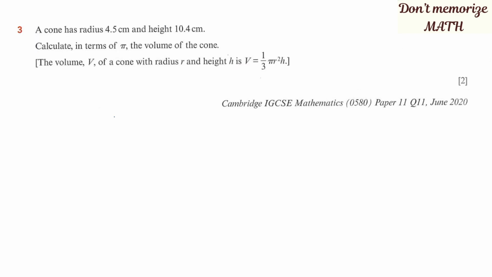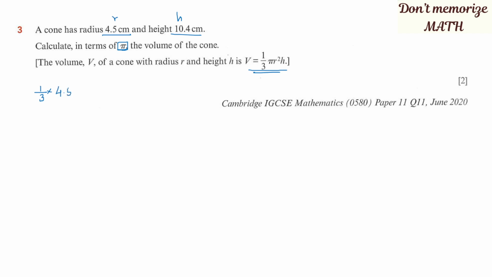So, question number 3. A cone has radius 4.5 centimeters and height 10.4 centimeters. Calculate in terms of pi. Okay, so in your answer pi must be there. No need to change that pi answer to decimal. Then the volume of the cone. The volume of the cone formula is given here. So volume is 1 over 3.